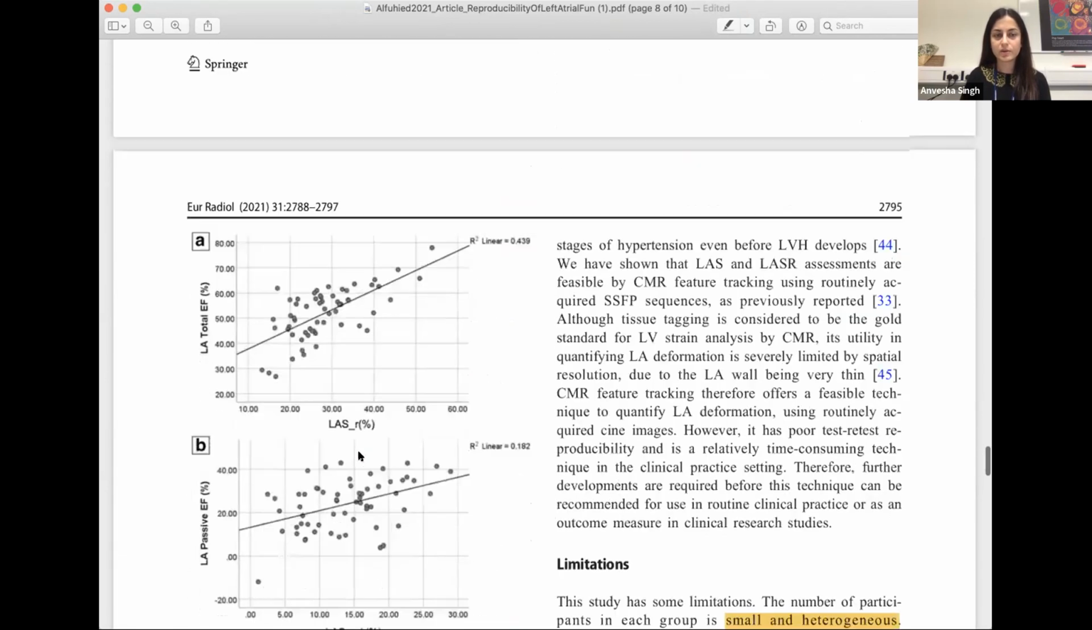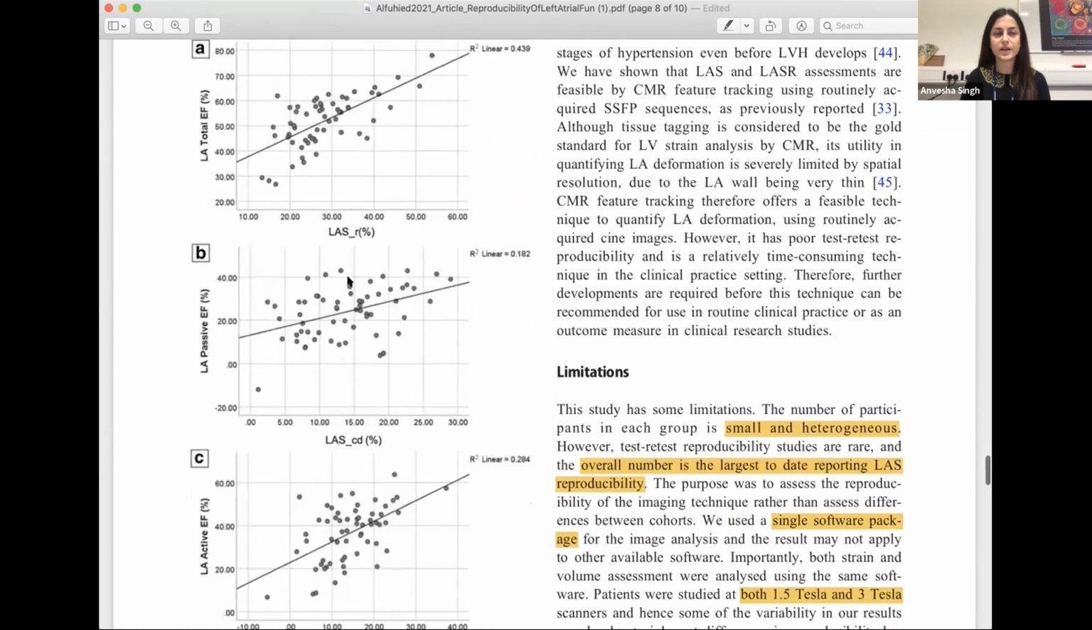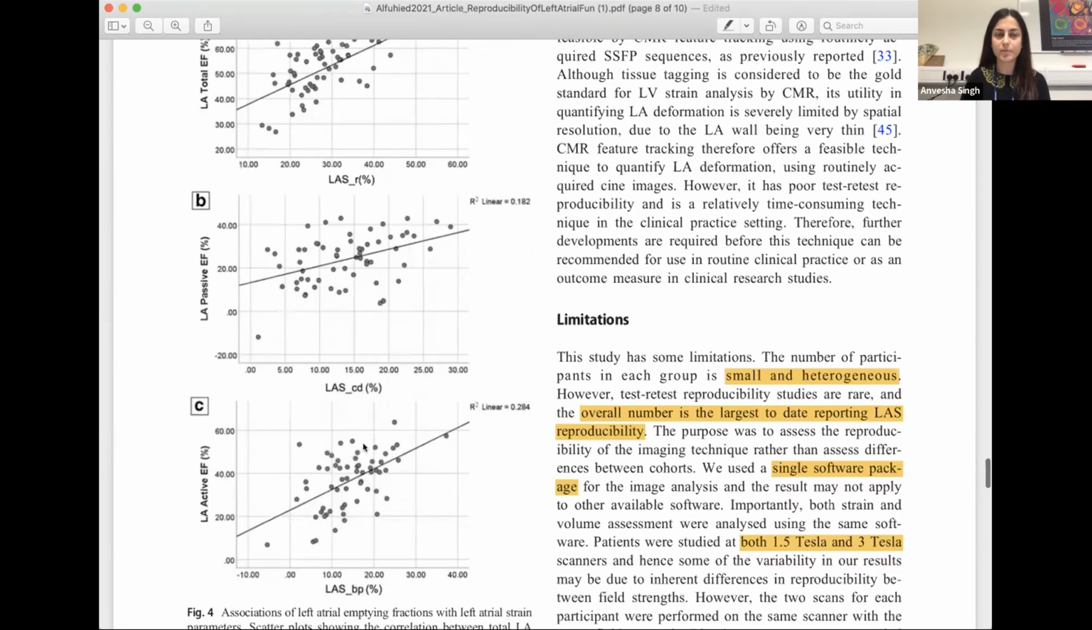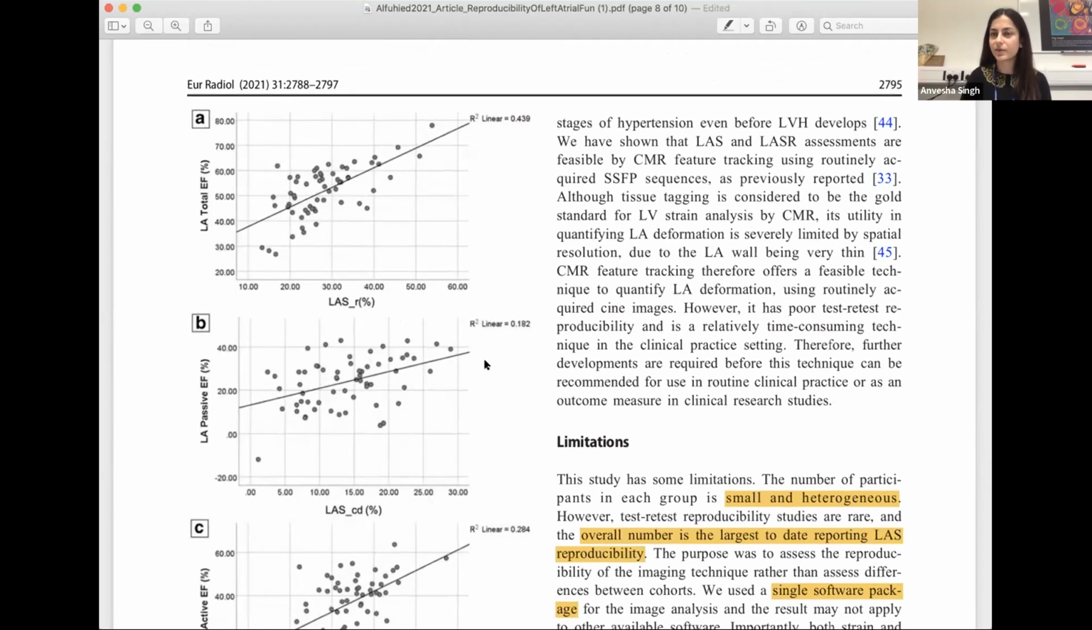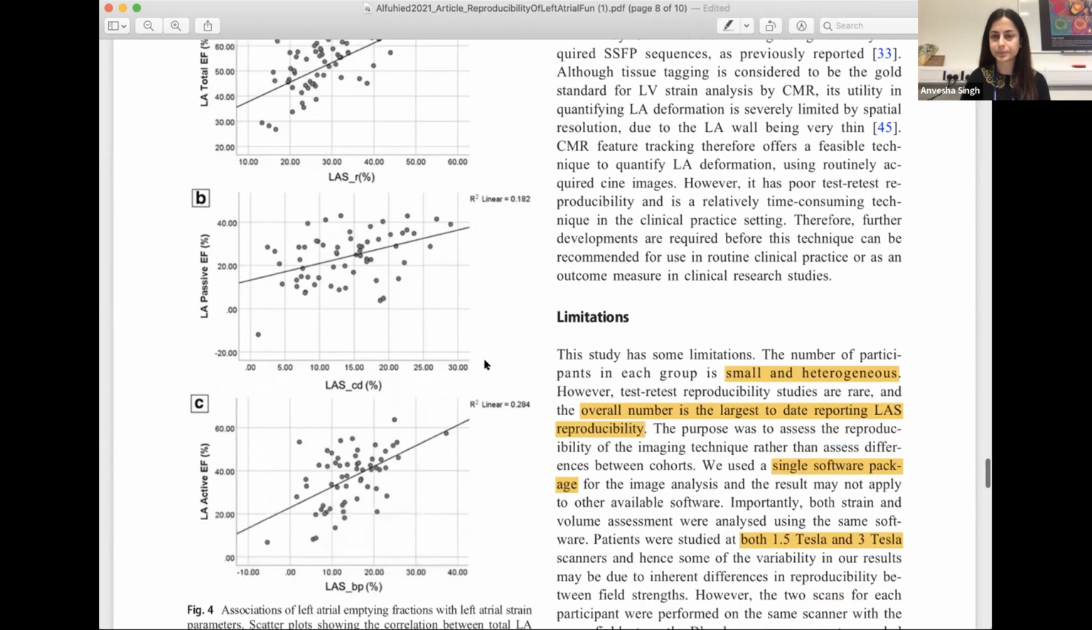Out of interest, we also looked at the correlations between the volumetric assessment and the strain to see if there was a correlation. And we found there were significant correlations at all phases, but this was poor and quite a lot of variation for the conduit and the booster pump phase, but better for the reservoir phase. So overall, our results are suggesting that the volumetric assessment using biplane area length method appears to be more reproducible compared to the novel LA strain assessment at present.